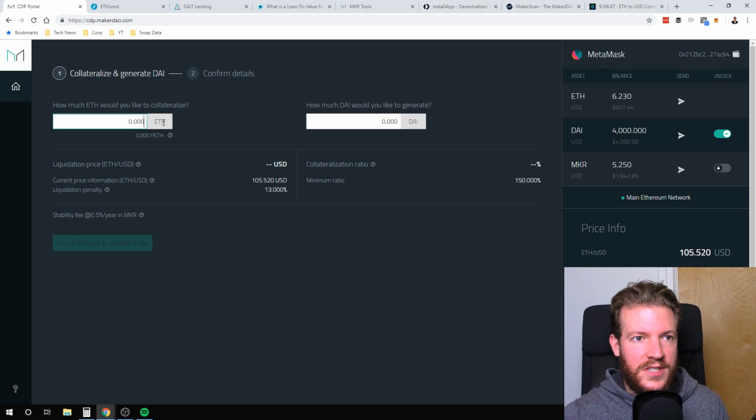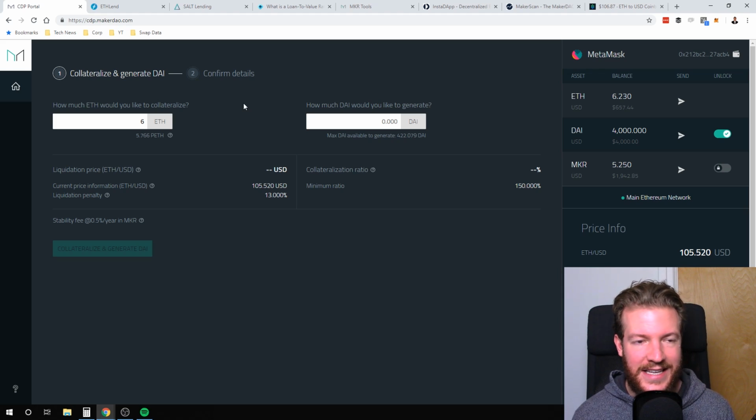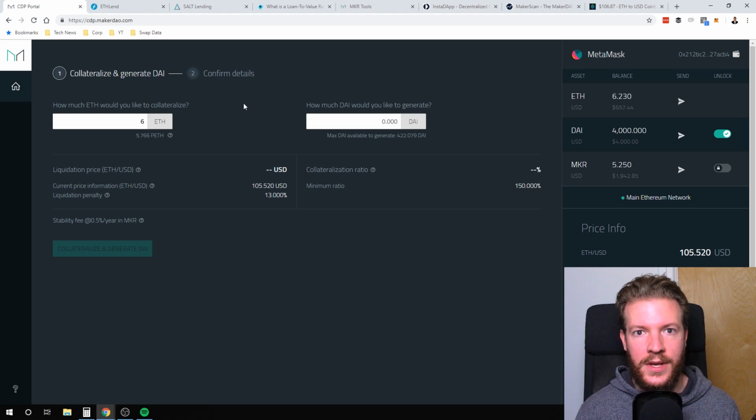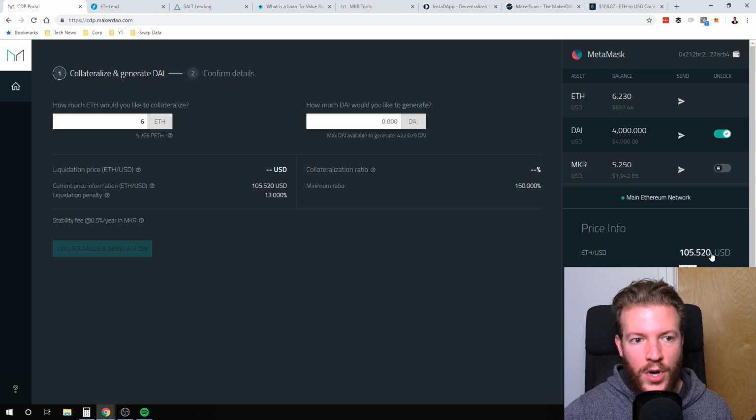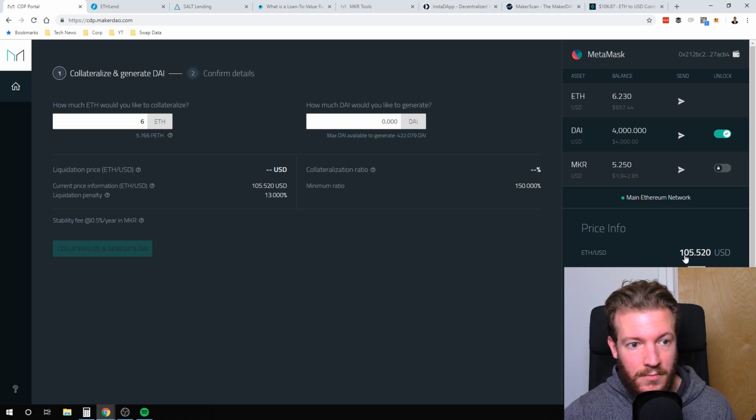But let's get into exactly how this works, the MakerDAO edition as a whole. In this case, I have 6 Ethereum right now, so I have 6 ETH. Let's say I want to collateralize that 6 ETH because I'm not going to use it for quite some time. I don't necessarily need it right now, and I want to mint some DAI. As of the time of recording this video, Ethereum is $105.52. I think Ethereum is very undervalued.